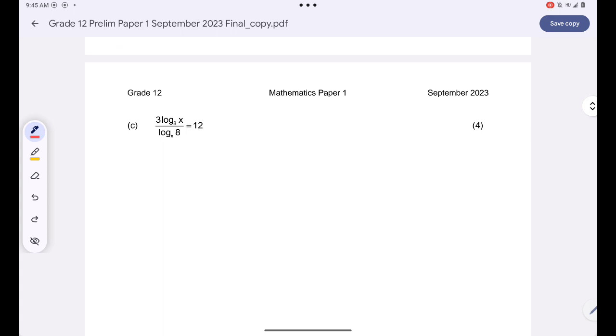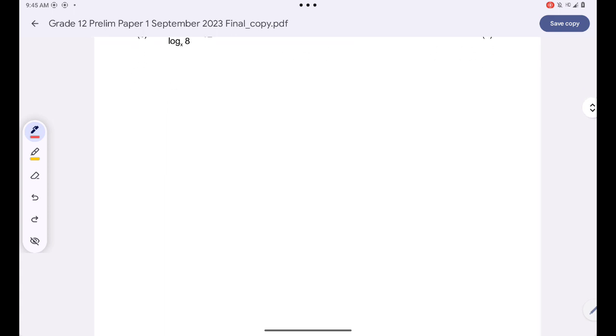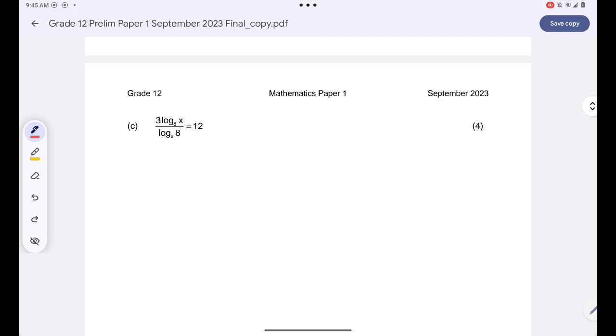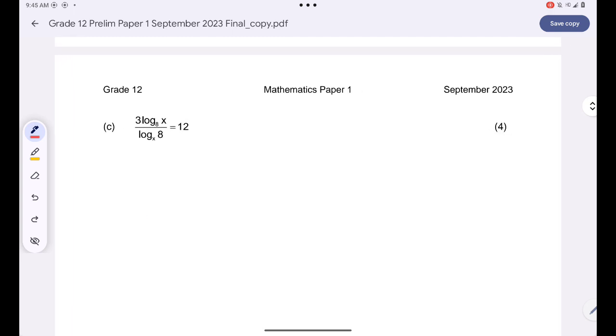Okay, now I'm given an equation I'm supposed to solve. The first thing I need to do is to remove the fractions. Excuse me, guys. So I'll just multiply each and every term by the LCD, or you can simply say we are cross multiplying, because we'll end up having 12 multiplied by log 8 base x.